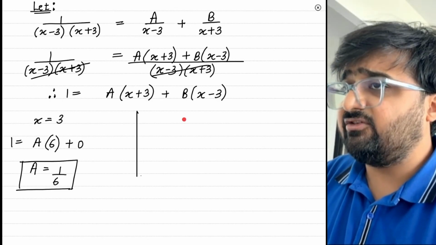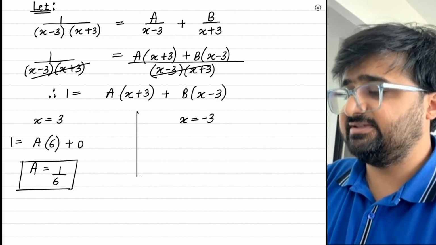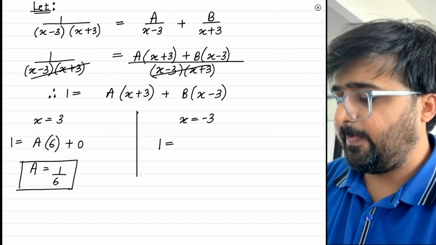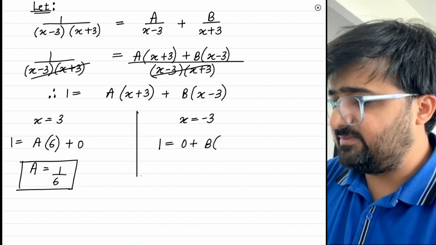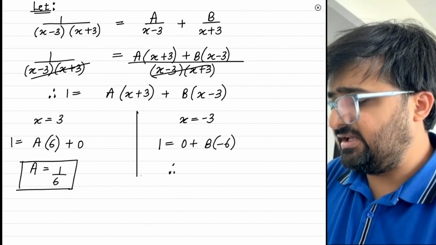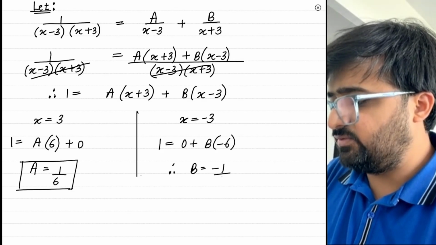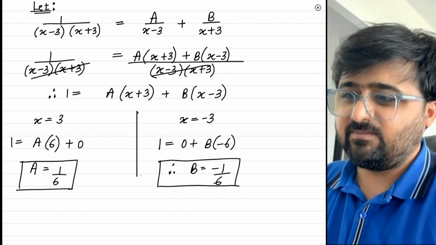In order to find the value of b, just put minus 3, because that would make this term equal to 0. So I have 1 is equal to minus 3 plus 3 is 0 plus b times minus 3 is minus 6. So immediately I have b is equal to minus 1 over 6. How efficiently we were able to find the values of a and b. Wasn't that very cool?